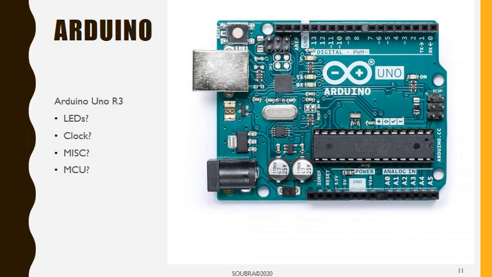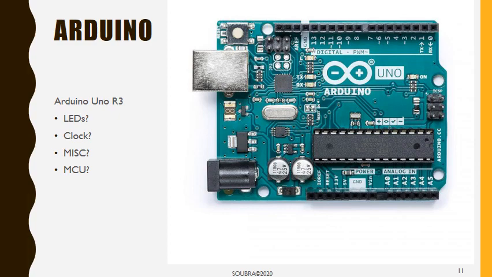TX RX. Correct. They are in the middle on the board next to the Arduino here. I'm saying that for the people online. All right, so here, can anyone guess what is meant by TX and RX?